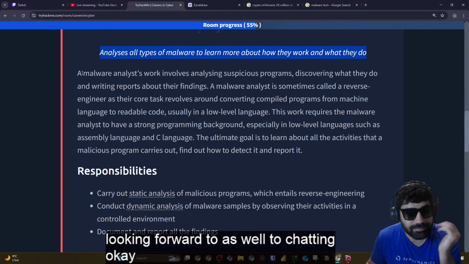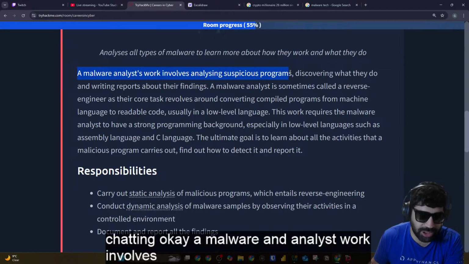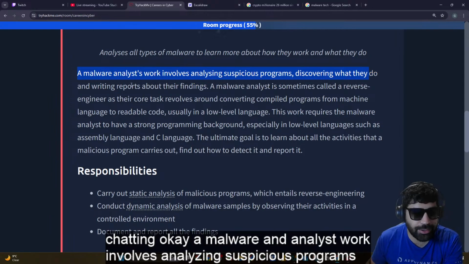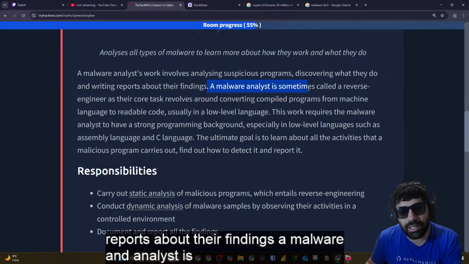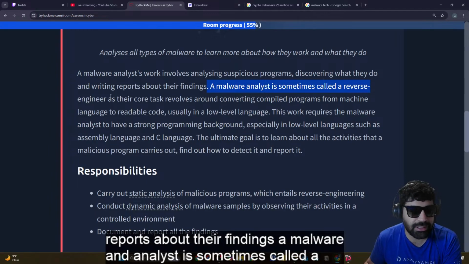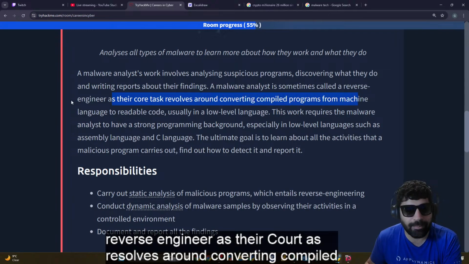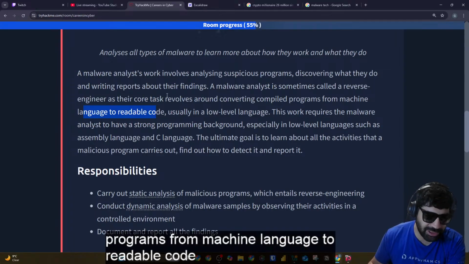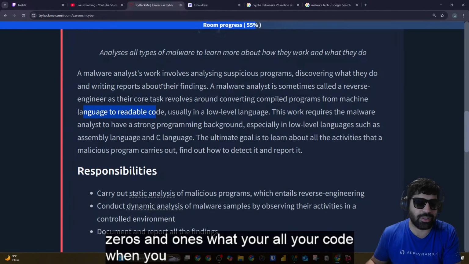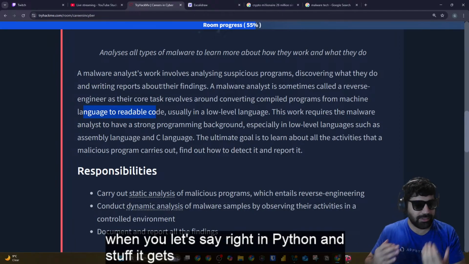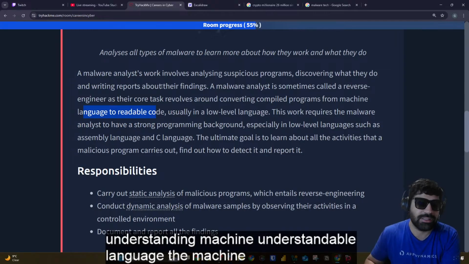Okay. A malware analyst's work involves analyzing suspicious programs, discovering what they do, and writing reports about their findings. A malware analyst is sometimes called a reverse engineer, as their core task revolves around converting compiled programs from machine language to readable code. What is machine language? Zeros and ones. When you write code in, let's say, Python, it gets compiled and converted into machine-understandable language, the machine code, zeros and ones.